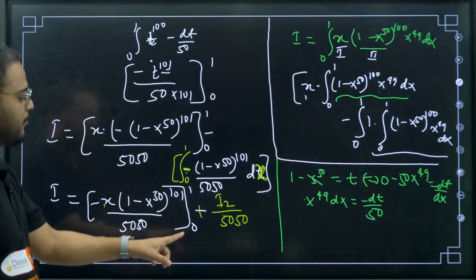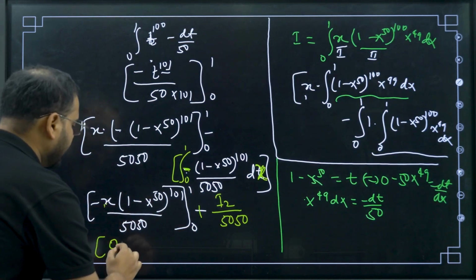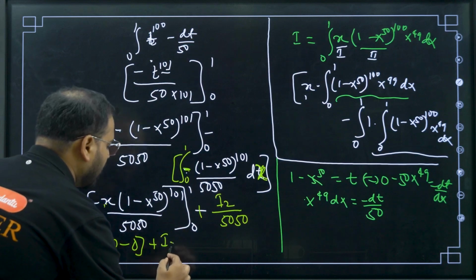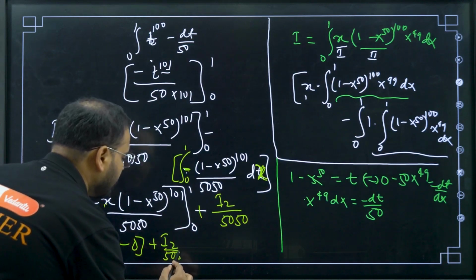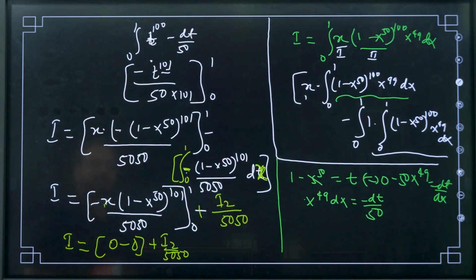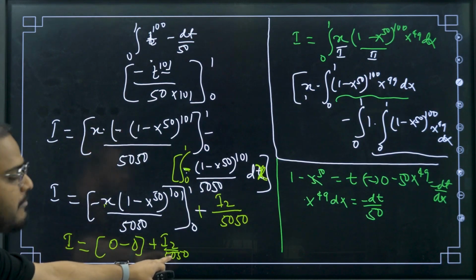What about the lower limit? Put 0 in place of x. Again 0, sir. This whole thing is 0. And what is this, simply? I2 upon 50, 50. I hope this is visible. Please have a look at this part. I've got I as I2 upon 50, 50.